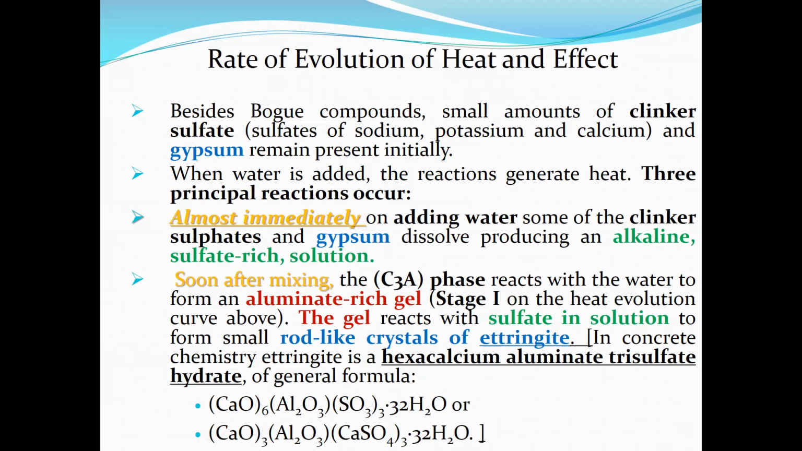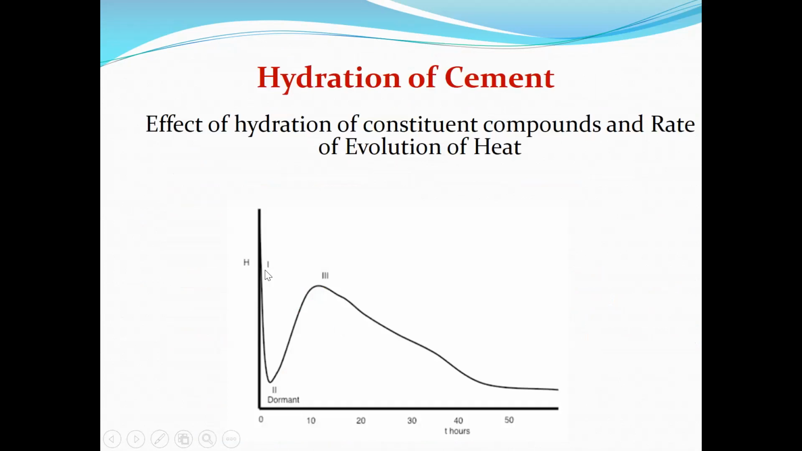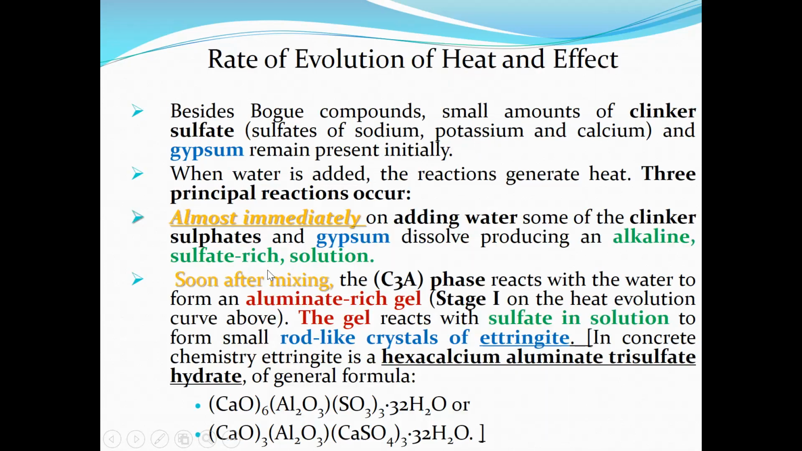And soon after mixing, the C3A, we said previously, the C3A is the first to react. The C3A phase reacts with the water to form an aluminate-rich gel. That is the stage 1 on the heat evolution curve above. So the heat evolution curve, stage 1 indicates this. And this gel reacts with the sulfate in solution. The sulfate was formed in the earlier step. And they form small rod-like crystals of ettringite.